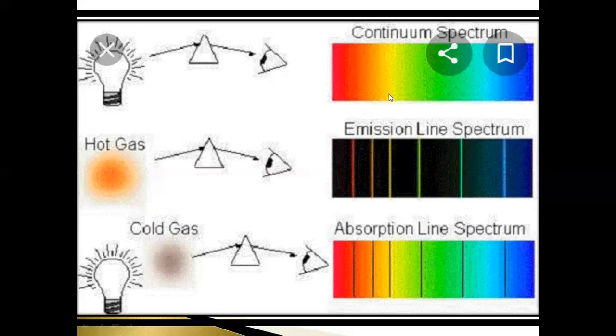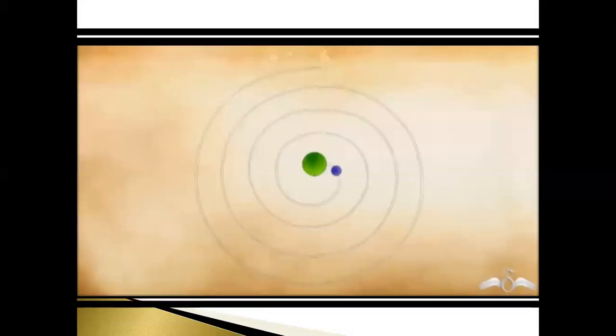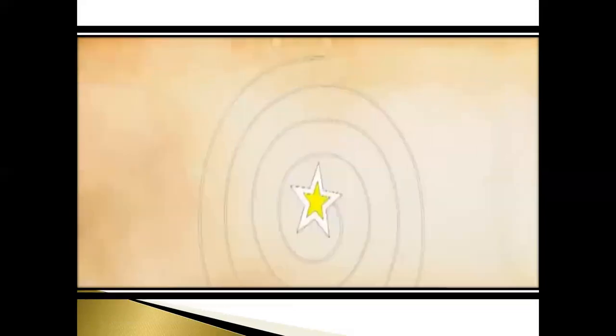What was the first drawback? The first drawback was that electrons come closer to the nucleus, and when one comes closest to the nucleus, it will fall into the nucleus and the structure of the atom will collapse. It means an atom is unstable. An atom is an unstable particle.